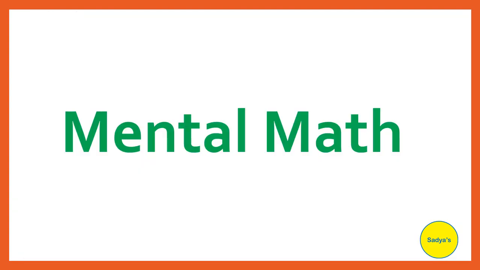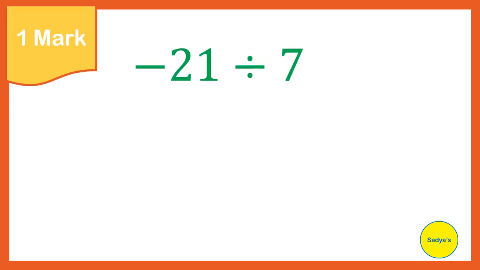Let's have a quick mental math competition. You will be asked 5 questions. Each question carries 1 mark. So let's see how many marks you get. Question number 1 is negative 21 divided by 7. The answer is negative 3. So award yourself 1 mark if you have answered this question correctly.